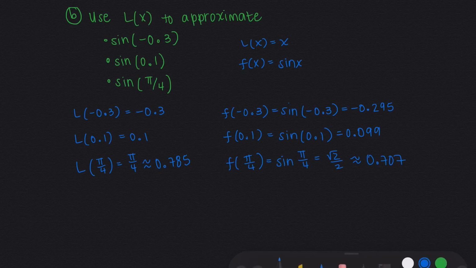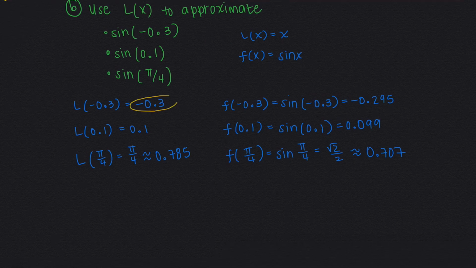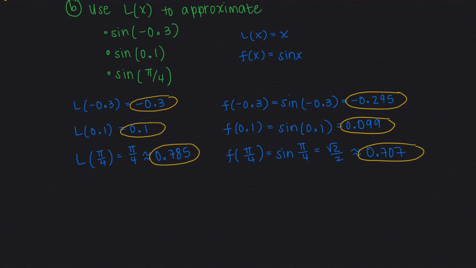Let's look at the numbers that we just calculated. For negative 0.3, we got negative 0.3 as the estimate and negative 0.295 as the actual value. If we were to round the actual value to the nearest tenth instead, then our approximation would be exact. Let's look at the next one, 0.1 and 0.099. Notice if we were to round once again to the nearest tenth, we would have the same value in our approximation L of x and our actual y value f of x.